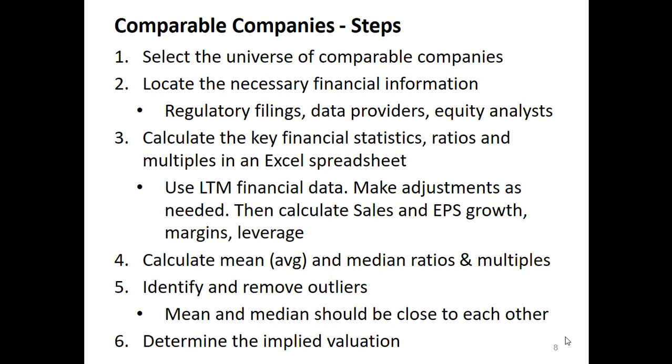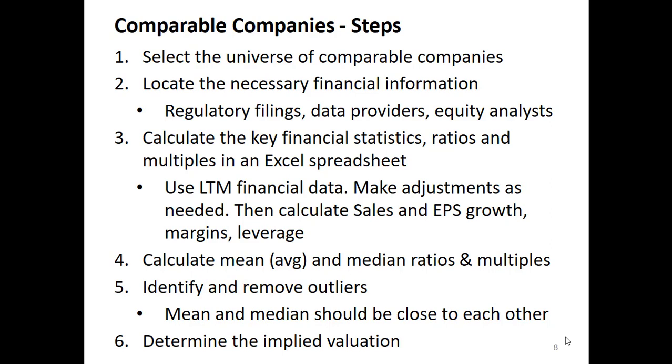So what are the steps you need to follow? You need to find the universe of comparable companies and then narrow it down to find the most relevant peers. You're going to have to look for the financial information for those peer companies or comps using data filed with regulators, data providers such as Bloomberg, Capital IQ, or other sources. Or you may want to look at equity analyst reports or investor relations reports filed by the company.